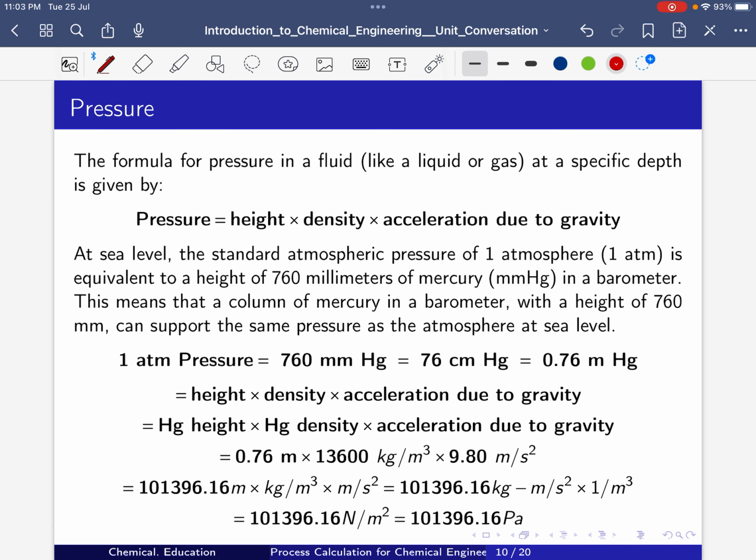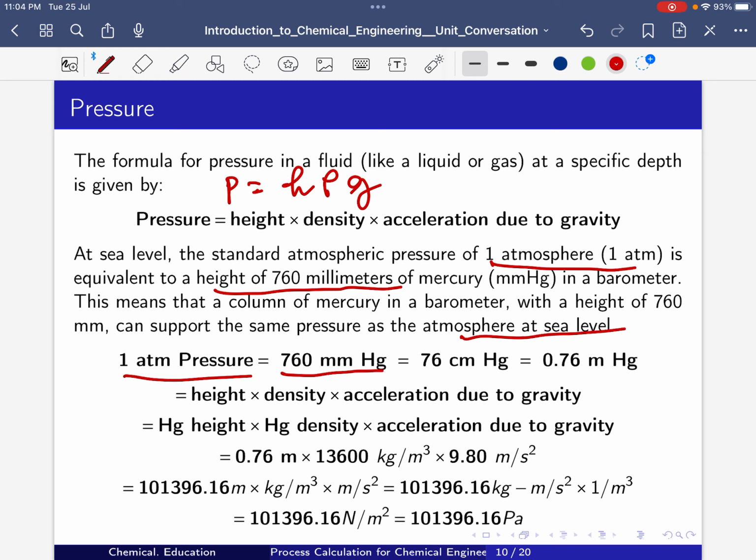Next is pressure. Now we know the formula of pressure in a fluid at a specific depth: P is equal to H into rho into G. So pressure is equal to height, density and acceleration due to gravity. Now at sea level, the standard atmospheric pressure is 1 atm. 1 atmosphere is equivalent to a height of 760 millimeter of mercury. So remember that standard atmospheric pressure is equal to 760 mmHg in a barometer. This means that a column of mercury in a barometer with a height of 760 mm can support the same pressure as the atmosphere at sea level. Means 1 atm pressure is equal to 760 mmHg.